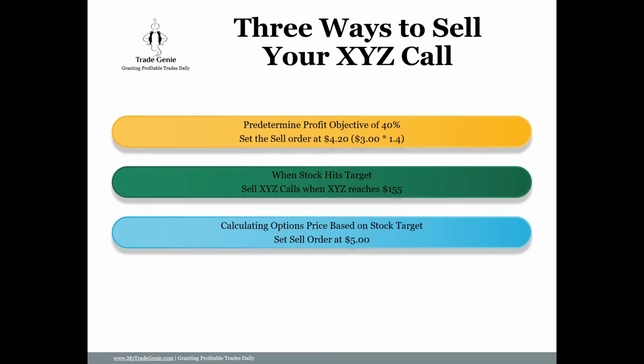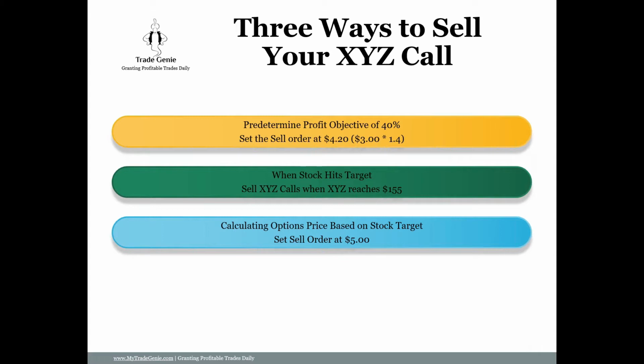Another way, based on the technical analysis, is that you said the target is 155. You wait for the 155 target to hit, and then you sell the option, at whatever the price of the option is when it hits. Another way is you pull out the option formula, Black-Scholes or whatever, the delta. Let's say the delta is 50, and you bought the option at 3. Based on your delta or whatever formula you have for option calculation, you determine $5.